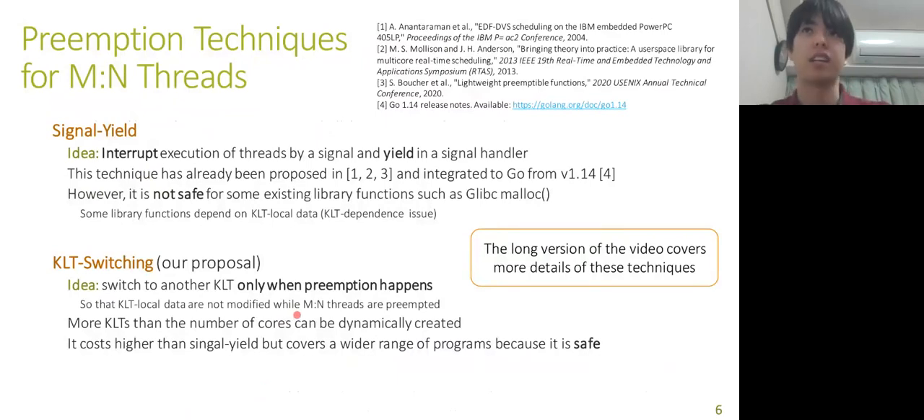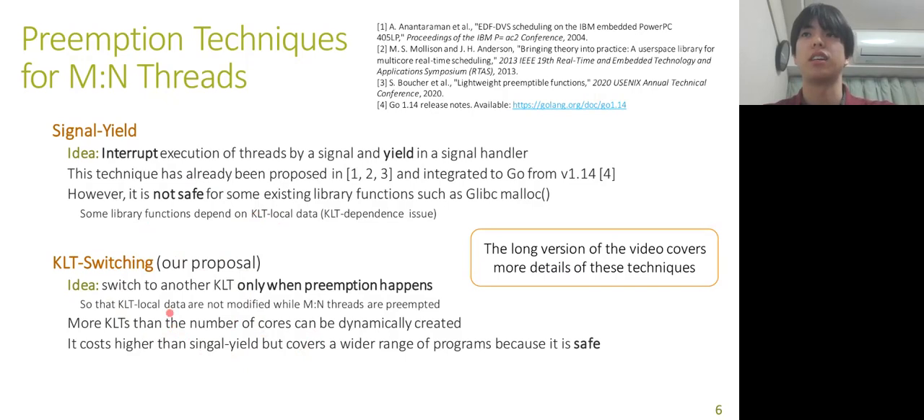Then I briefly explain two preemption techniques, signal yield and KLT switching. The idea of signal yield is to interrupt execution of threads by a signal issued by some system calls and yield in the signal handler. It is an existing technique proposed in some papers. However, it is not safe for some existing library functions such as glibc-malloc, which depend on the KLT local data or thread local storage. Thus, we proposed KLT switching to realize safe preemption for end-to-end threads.